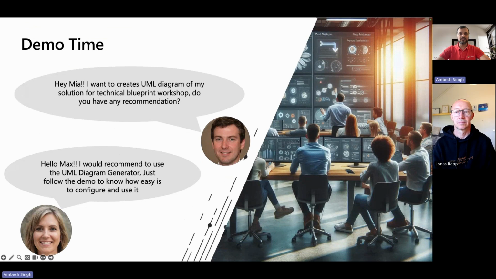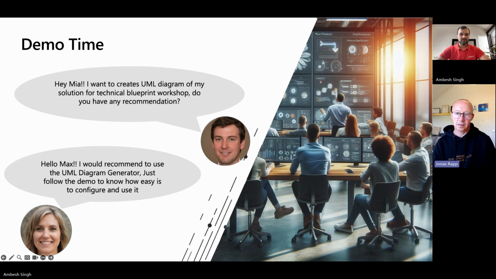Max and Mia are co-workers at Contoso. Max seeks help from Mia to find an easy way to generate a UML diagram for his upcoming workshop. Mia recommends he use the UML Diagram Generator. She asks him to follow the demo by Jonas to see how easy it is to set up and how you can connect, probably with the FetchXML Builder or the Visual Studio extensions. So over to you, Jonas.